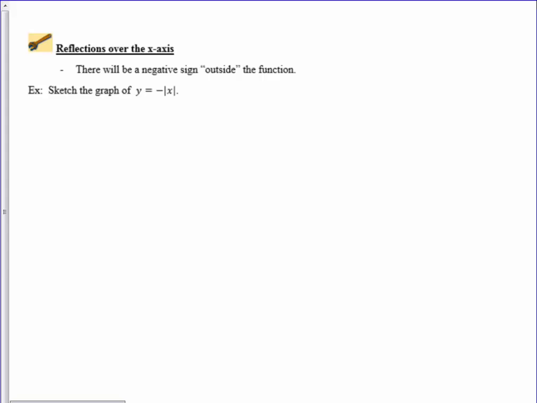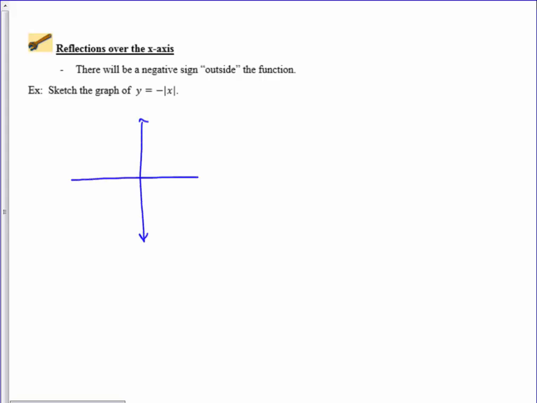We will now start to talk about reflections and translations of our basic functions. Reflections over the x-axis have a particular form. There will be a negative sign on what I call the outside of the function. So as an example, we're asked to sketch the graph of y equals negative absolute value of x. This is a good example to talk about reflections over the x-axis.